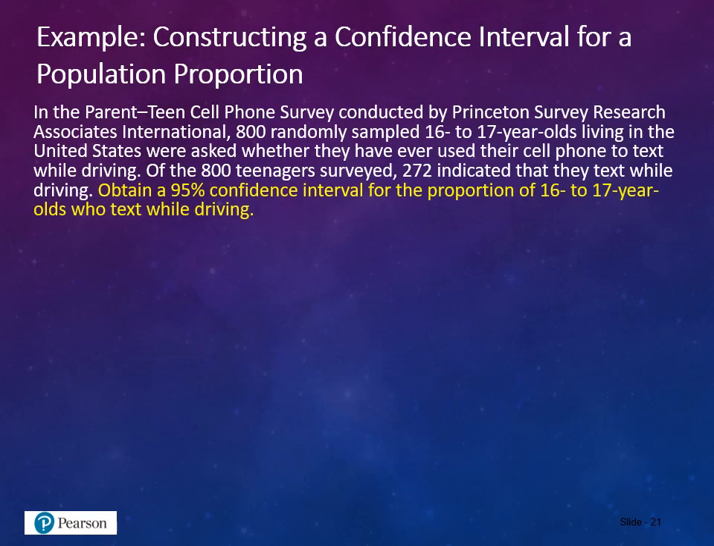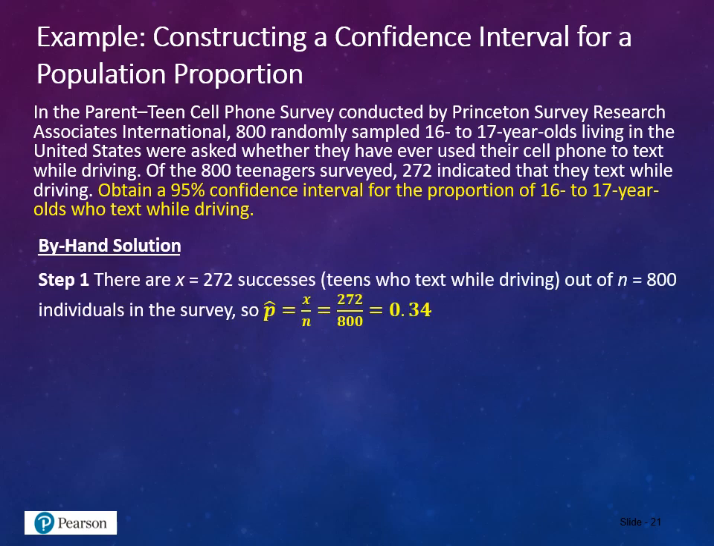So let's look at an example. In the Parent-Teen Cell Phone Survey conducted by Princeton Survey Research Associates International, 800 randomly sampled 16 to 17-year-olds living in the U.S. were asked whether they would ever use their cell phone to text while driving. Of the 800 teenagers surveyed, 272 indicated that they text while driving. Obtain a 95% confidence interval for the proportion of 16 to 17-year-olds who text while driving.